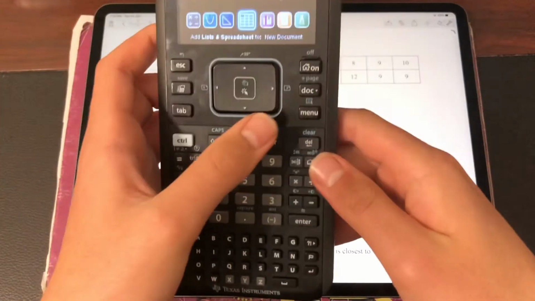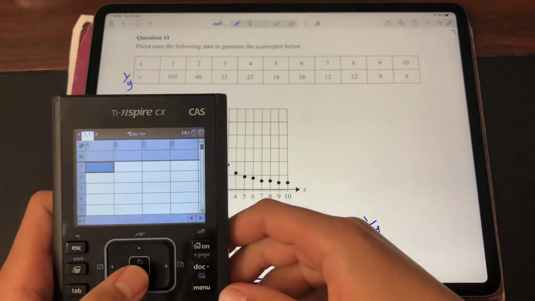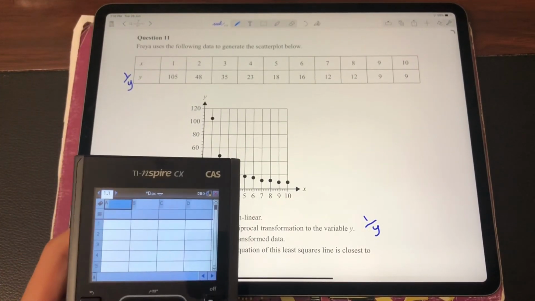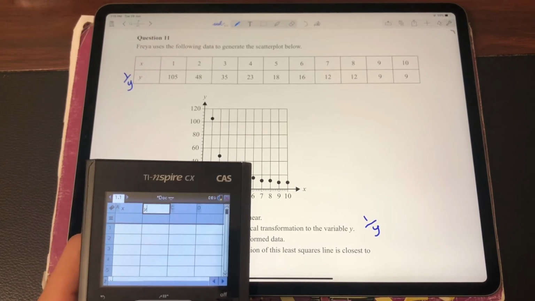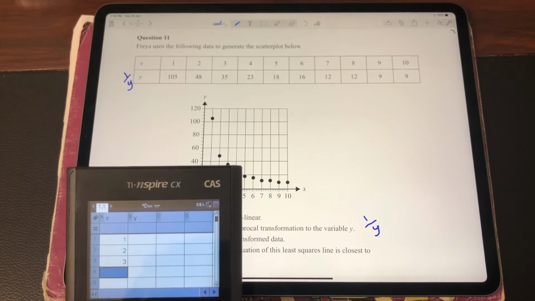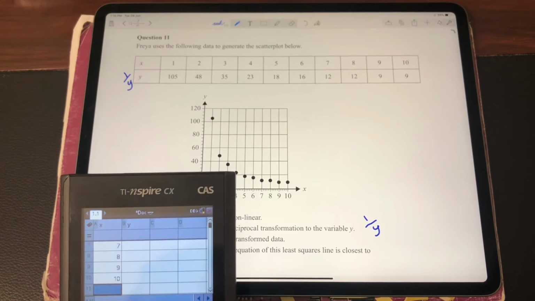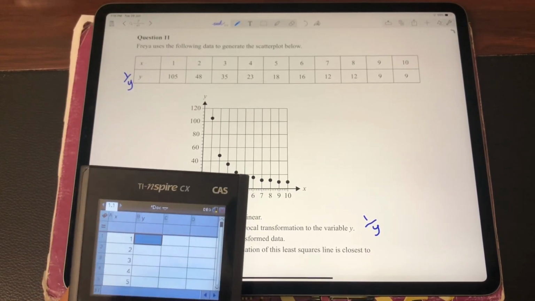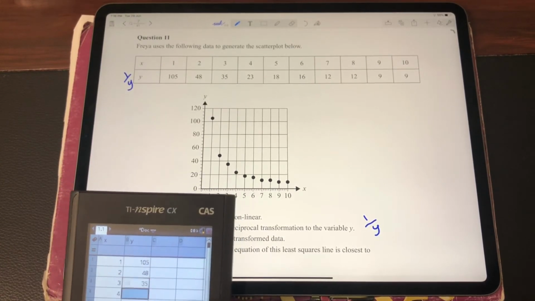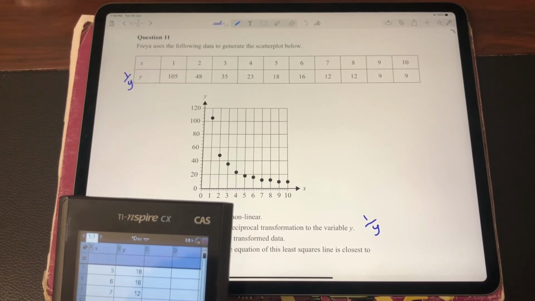So first thing is open up a spreadsheet on your calculator. Once you've done that, you can enter your x and y. The numbers for x are 1, 2, 3, 4, 5, 6, 7, 8, 9, 10. And the numbers for y are 105, 48, 35, 23, 18, 16, 12, 12, 9, 9.